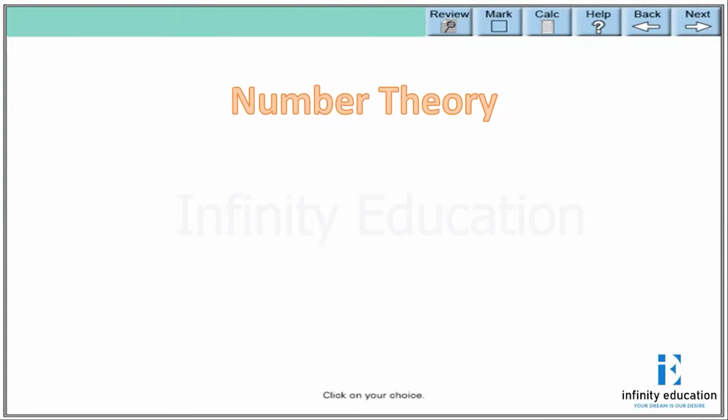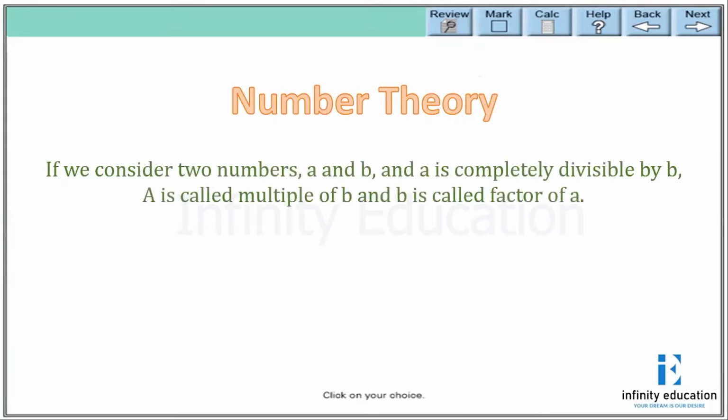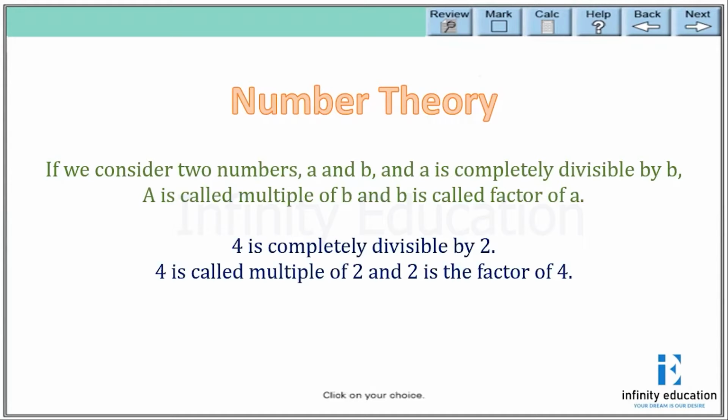Today in our 36th class, we will learn about number theory. Now let's see what number theory is. If we consider two numbers A and B, if A is completely divisible by B, A is called a multiple of B and B is called a factor of A. Just to give you an example, 4 is completely divisible by 2. So 4 is called a multiple of 2, and as 4 is completely divisible by 2, 2 is a factor of 4.